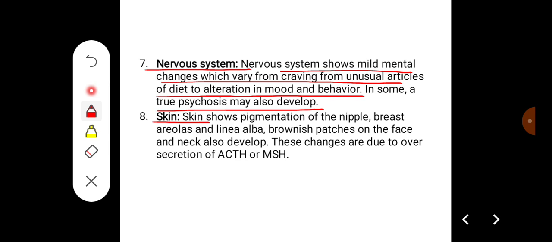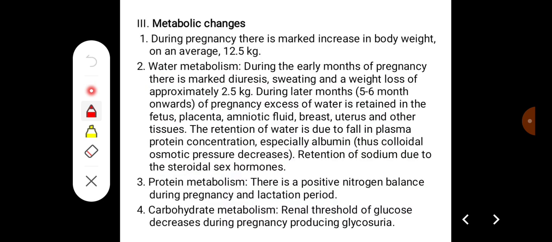There can be changes in skin. Skin shows pigmentation of the nipple, breast, areola, and linea alba. Brownish patches on the face and the neck also develop, and these changes are due to the oversecretion of ACTH and melatonin stimulating hormone.